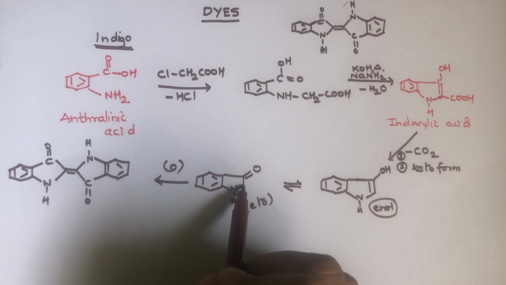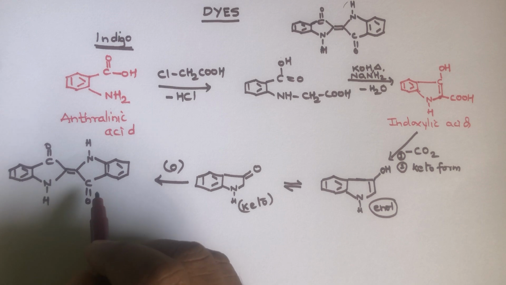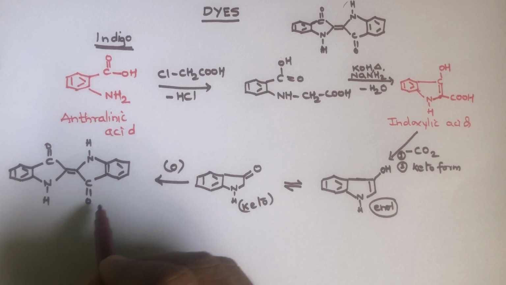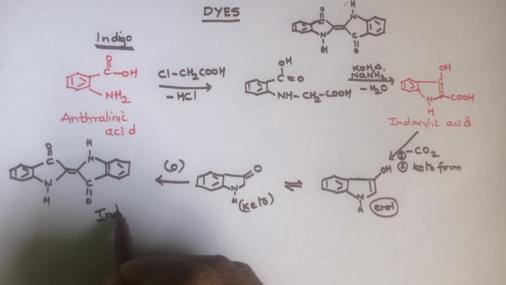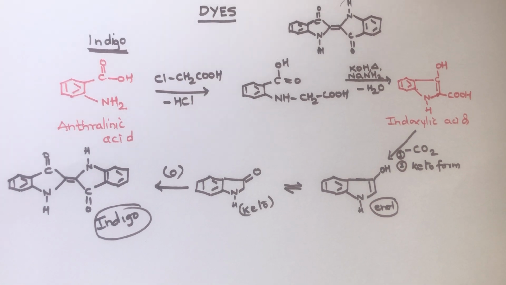So between this carbon and the other carbon of the same other molecule, a condensation takes place. Okay, so this is the indigotin, that is insoluble indigo is what we call it. So this is how we go for the preparation of indigo. Okay, so this is the method of preparing indigo.